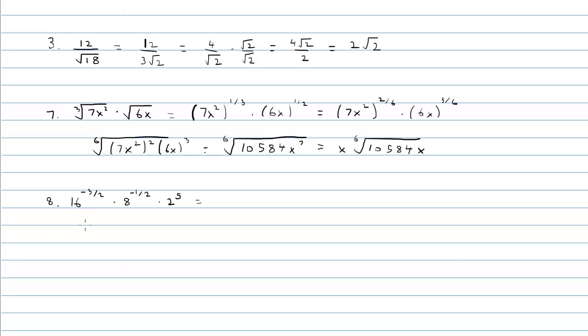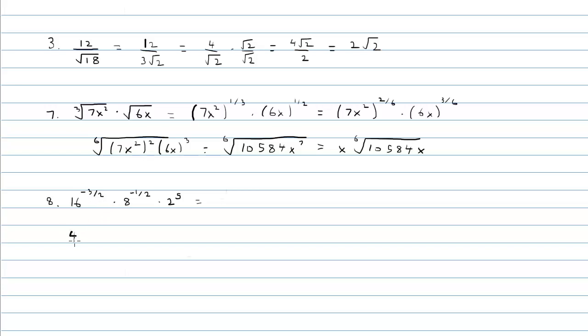And now problem 8, you need to think of each one of these parts as its own separate problem that will be combined after we simplify each of these. 16 to the negative 3 over 2. We're going to flip because of the negative. We're going to cube because of this 3. And we're going to square root because of this 2.